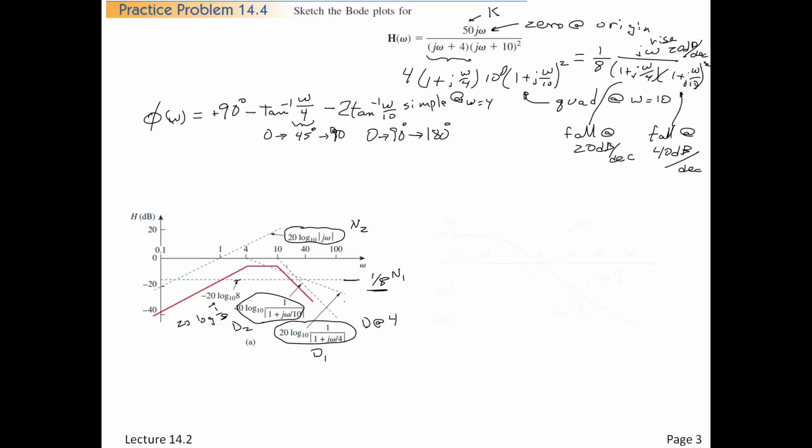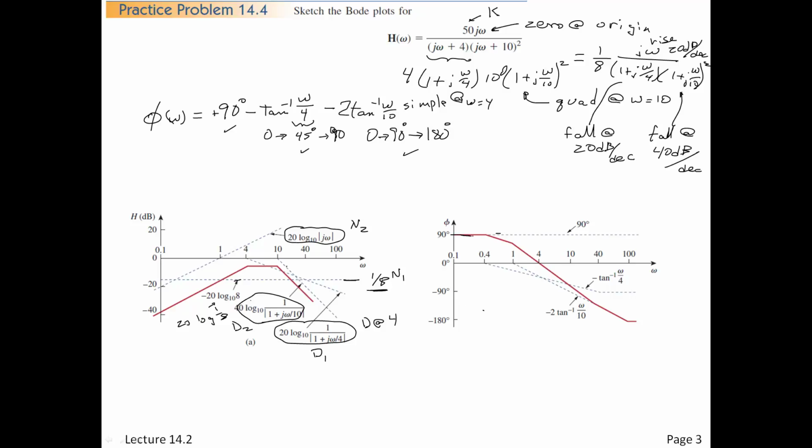Okay, and let's go on then with our phase. Here was the phase. It starts at 90. Then it gets influenced at 4 and gets influenced at twice the rate at 10. So here's our original term up here. It starts at low frequency at 90. At 4, this kicks in. And then at 10, this kicks in at twice the declining rate, right?